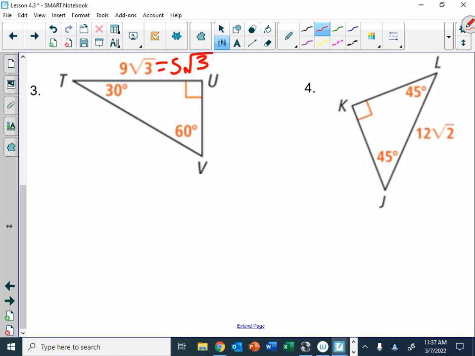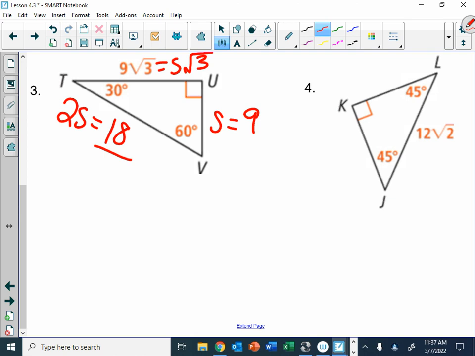Which side is going to be labeled S? UV. Okay. What is S? 9. Okay. S times the square root of 3, that means S is 9. And then your hypotenuse is 2S. 2 times 9 is? 18. Good. Go back and look at your picture. 30, 60, 90, the hypotenuse is 2S. Okay.